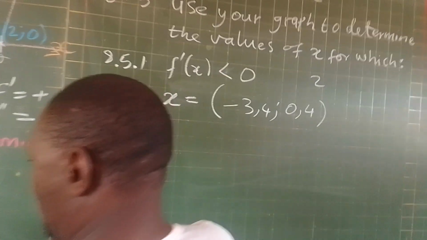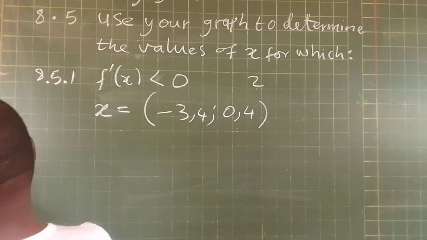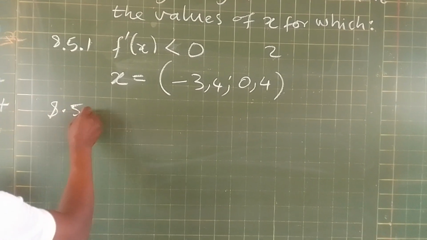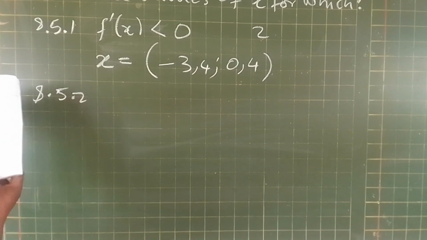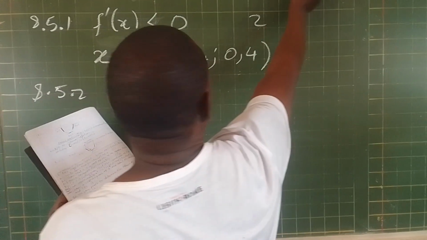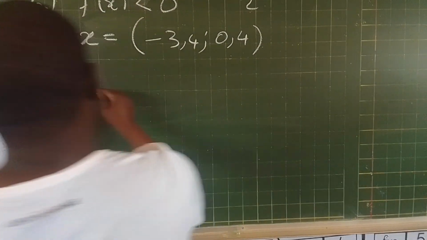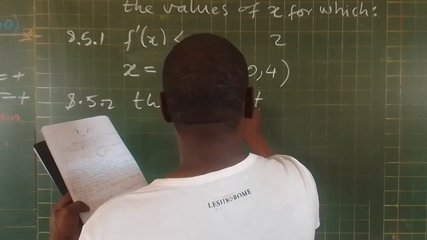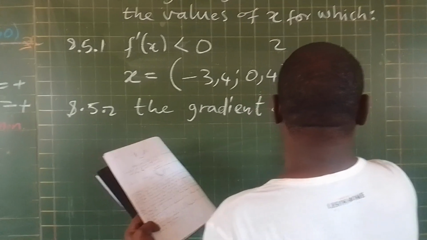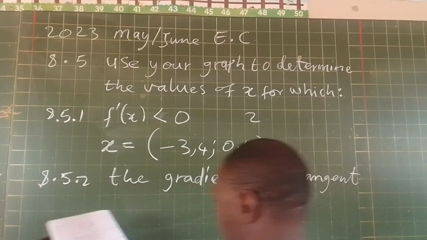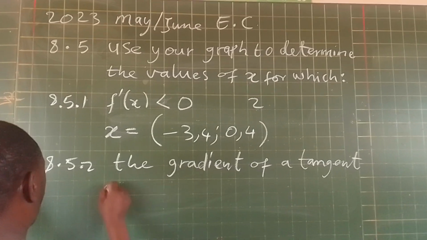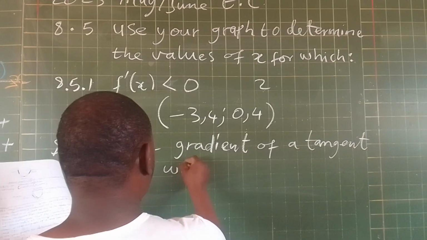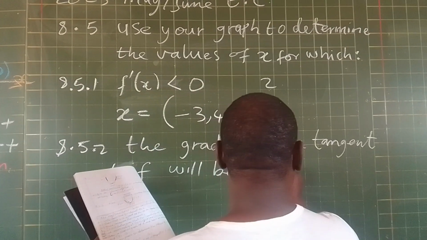8.5.2, the question says, use your graph to determine the values of x for which the gradient of a tangent to f will be minimum.